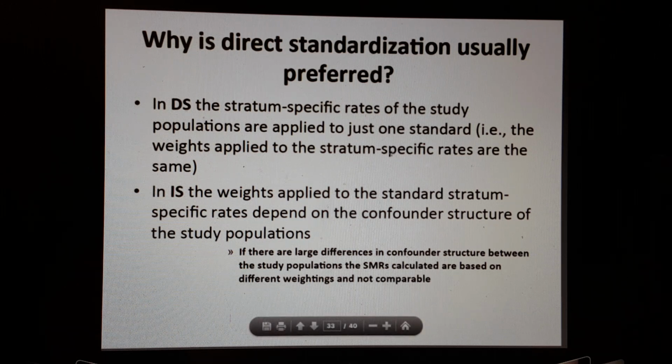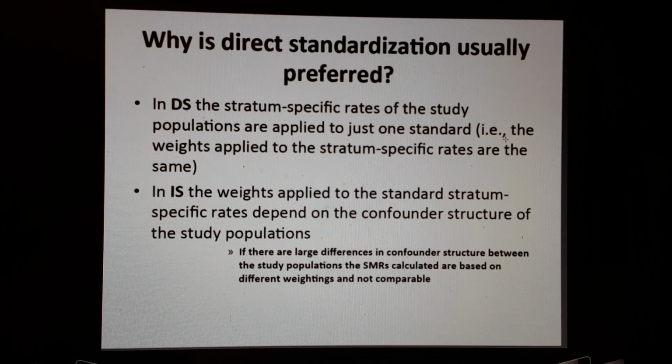So why is direct standardization usually preferred? In direct standardization, the stratum-specific rates of the study populations are applied to just one standard. So the weights applied are the same for every single one of your study populations. So this makes them very comparable. In indirect standardization, the weights applied to the standard stratum-specific rates depend on the confounder structure of the study populations. So if there are large differences in confounder structure between the study populations, the SMRs calculated are based on different weightings and are therefore not comparable. That's why we generally like direct standardization.